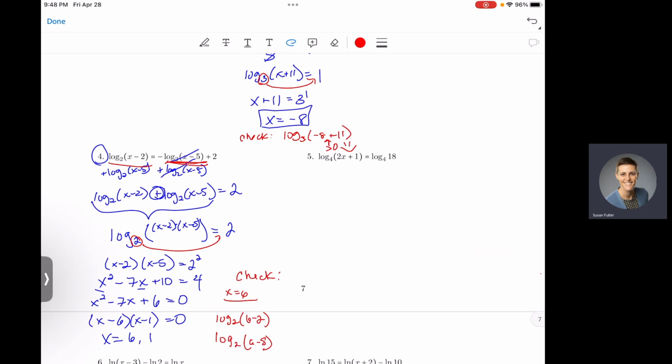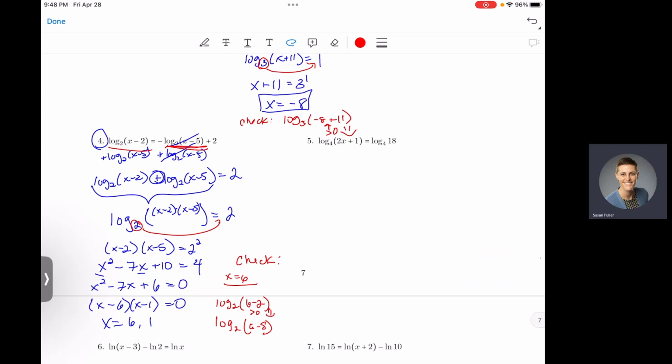5. All right, 6 minus 2, that is greater than 0. That works. Log base 2 of 6 minus 5, that's 1. That's also greater than 0. So this is good. X equals 6. It checks out.